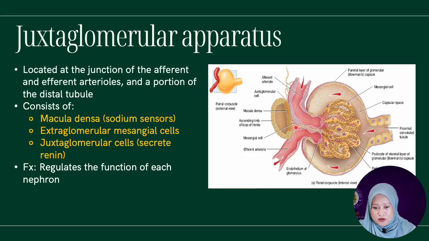It consists of the macula densa. This is the macula densa. It acts as sodium sensors in the tubular fluid. And then there are extraglomerular mesangial cells, which help hold the structure of the apparatus, and also juxtaglomerular cells. The function of the juxtaglomerular cells is to secrete renin, which is a type of hormone. Although this apparatus is relatively small, it plays a very important role. It helps regulate the function of each nephron.